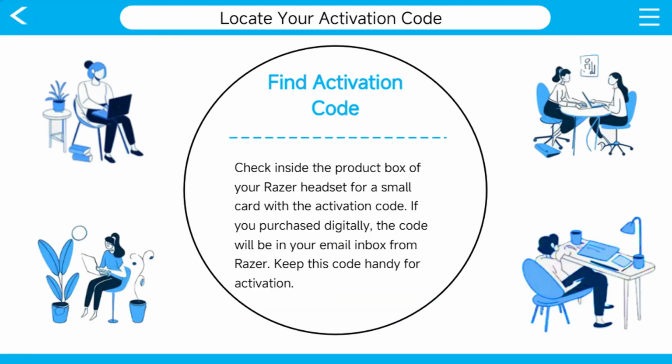And next, you're going to find your activation code. If you purchased eligible Razer headsets, they usually come with a unique activation key. For brand new headphones, look inside the product box. You'll find a small card that has your activation code printed on it. If you bought your headset digitally, the activation key will be sent to your email inbox from Razer.